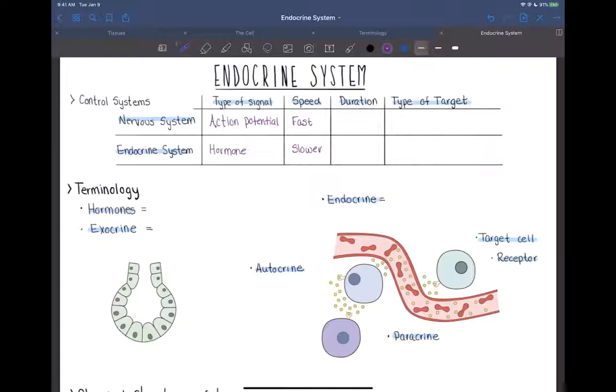Because of the type of signal, the duration is also going to be different. The duration for the nervous system is relatively short. You get that action potential, that initial signal, and then that's it, unless you get multiple action potentials, then that might be a little different. But just from one signal, that's it. Versus the endocrine system, where you get a large amount of hormone put into the blood, and it'll stay in the blood for a while, continuing to have an effect. So this would be more long-lived. It'll just last a little longer.